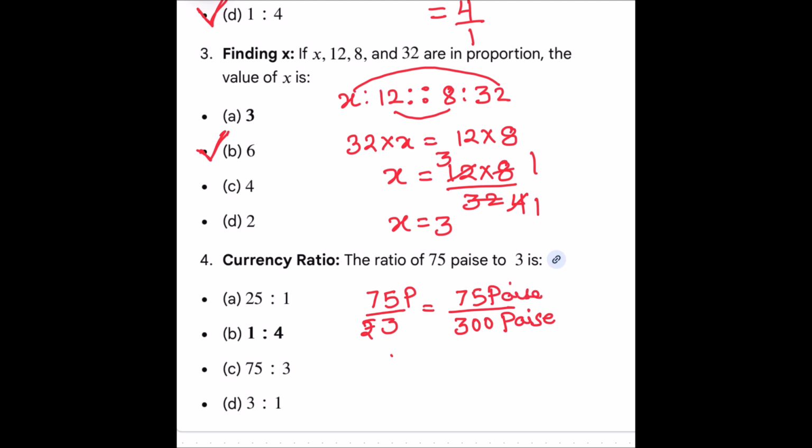Now we can simplify these. 75 upon 300. Let's divide the numbers by 5. 5 times 15 is 75, and 5 times 60 is 300. Now 15 times 1 is 15 and 15 times 4 is 60. So the ratio will be option B, which is 1 is to 4.